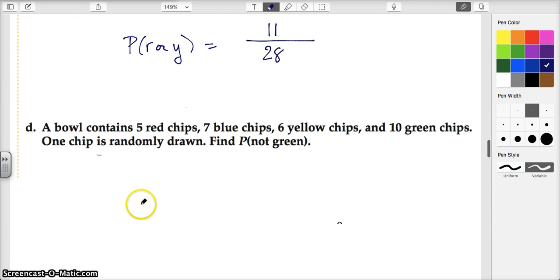Again, we're dealing with this bowl of chips. Wish they were edible chips. That's personal. Anyway, a bowl of chips, 5 red, 7 blue, 6 yellow, and 10 green. And 1 chip is randomly drawn. Find the probability of not green.